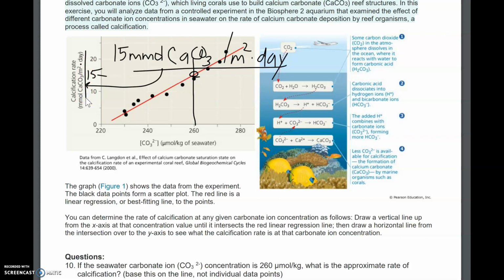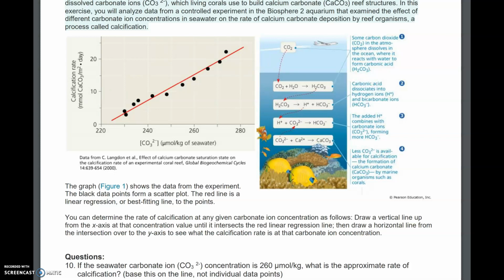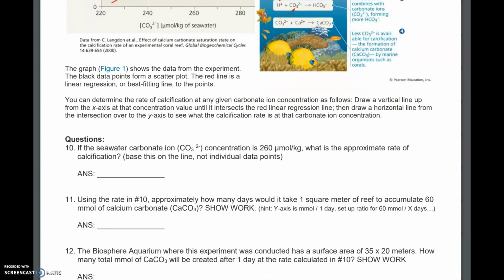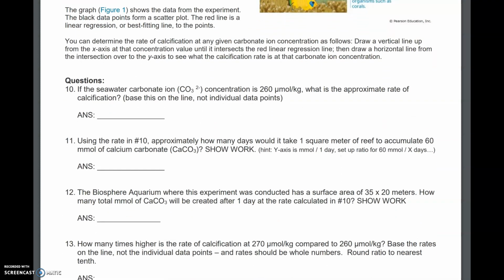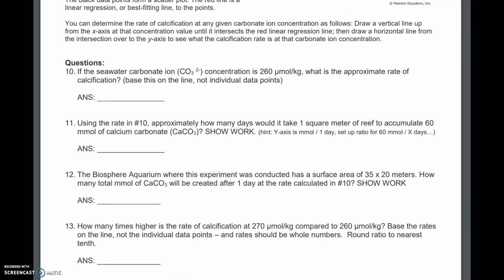Now let's look at number 11. This is where you start having to use some of this dimensional analysis. So using the rate you got in number 10, how many days would it take 1 square meter of reef to accumulate 60 millimoles of calcium carbonate? So let's take a look. So remember, our answer to this one was that it was 15 millimoles of calcium carbonate per square meter per day. Okay? So they want to know how many days would it take to get 60 millimoles.